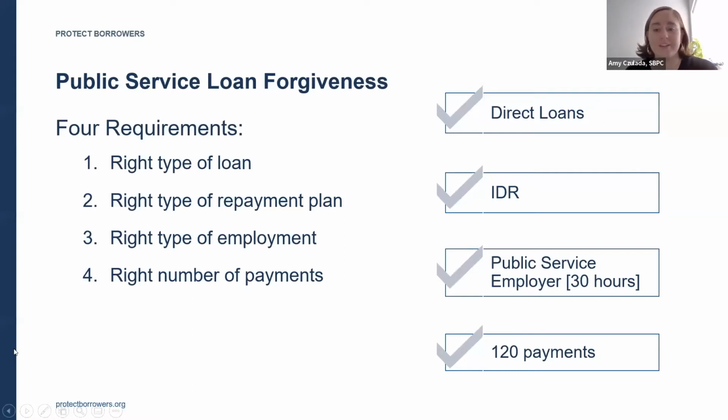So how does PSLF actually work? More than simply working in public service for 10 years, there are normally 4 specific criteria. So first, you have to have a direct loan. That's one of the several federal loan types. Second, you need to be in the correct repayment plan, which for the program is generally an income-driven repayment plan or an IDR. Third, you need to work in a public service field. And finally, you need to make 120 qualifying payments, which is 10 years worth of payments. And I'll drill down on some of these for a moment.